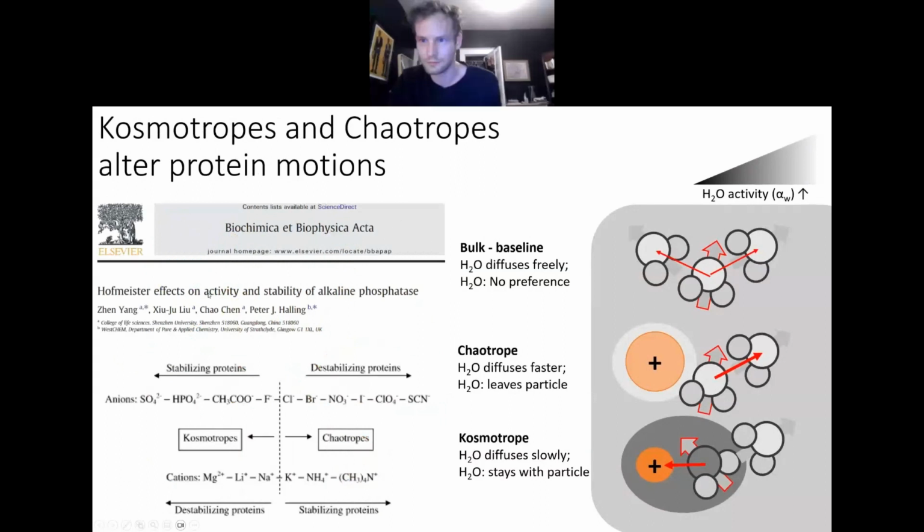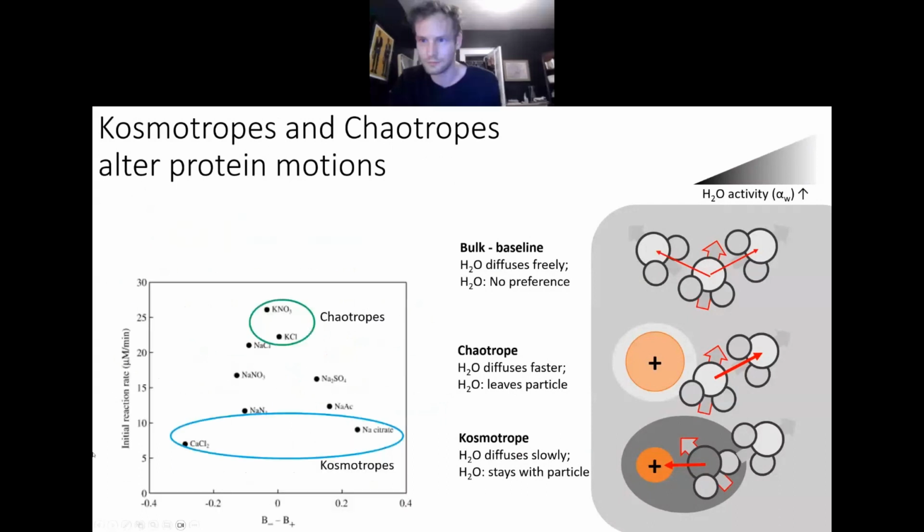And to do that, I'm going to borrow from this idea of Hofmeister effects on activity and stability of alkaline phosphatase. So the Hofmeister series was a theory proposed by Hofmeister in the 1800s to describe how some salts would actually increase the stability of proteins and other salts would decrease the stability of proteins. And the salts that increase the stability also overlap with cosmotropes, and these salts that destabilize are chaotropes.